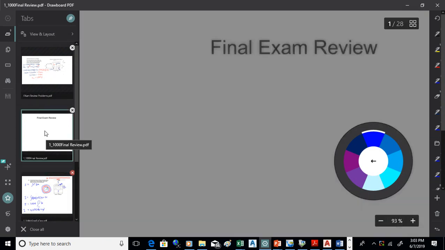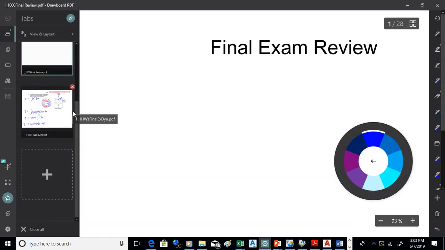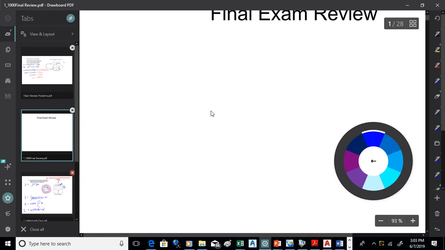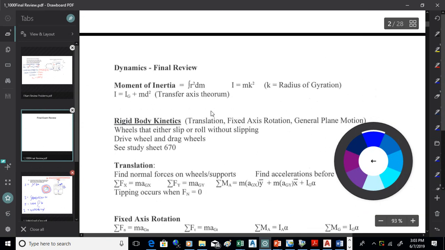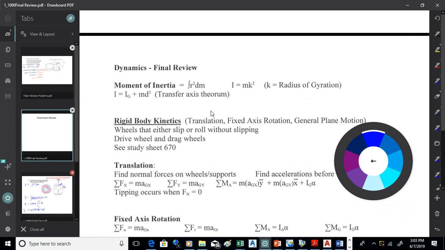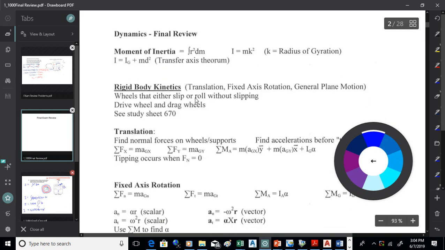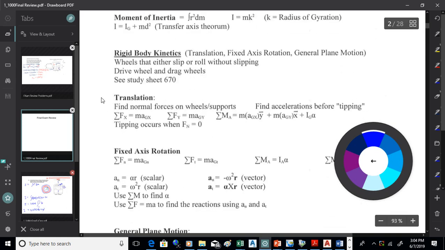So let's see. Now for the final. The final is Wednesday from 3 to 5. On this, you're going to have the stuff that's been covered since the last midterm. So basically, that's three things.